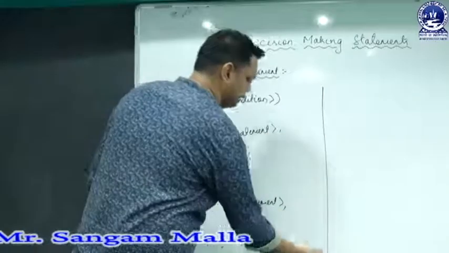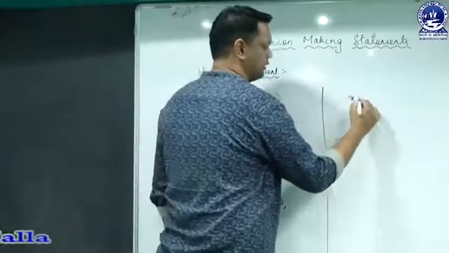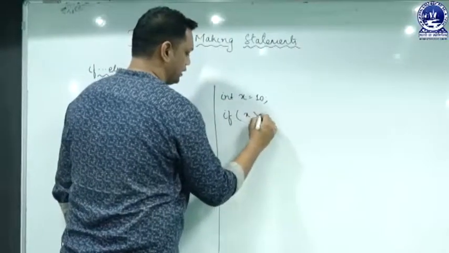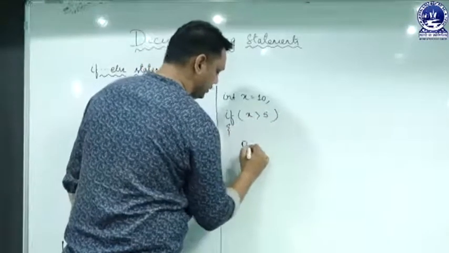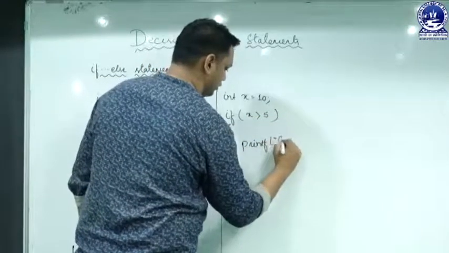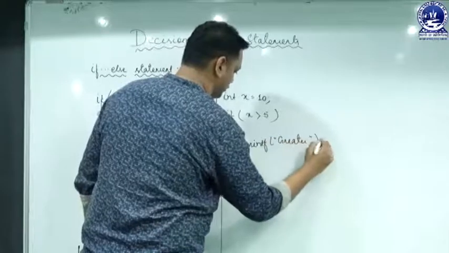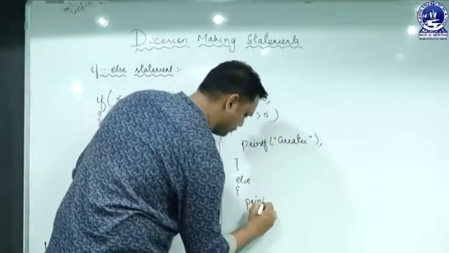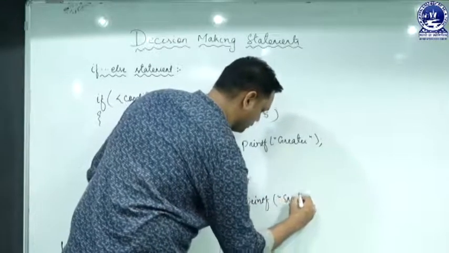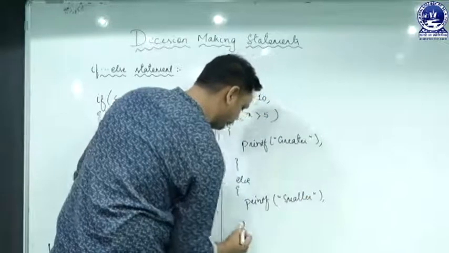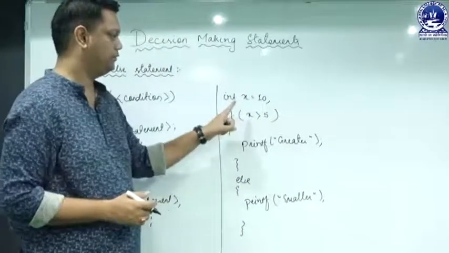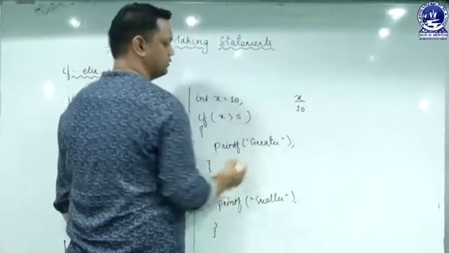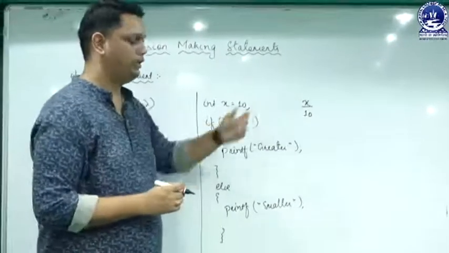Let's take an example. Suppose I write int x equal to 10. If x is greater than 5, then printf greater, else printf smaller. You can see over here I have written int x equal to 10. So 10 will be initialized to x, that means 10 will be stored in x.